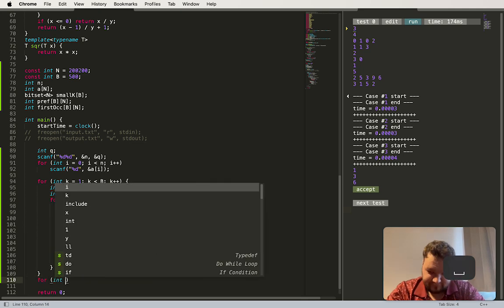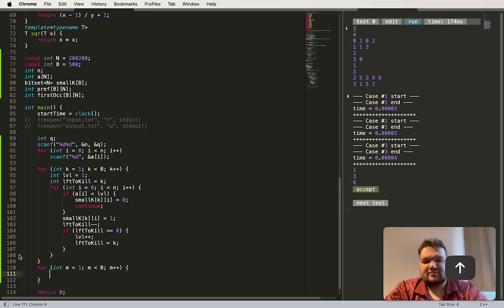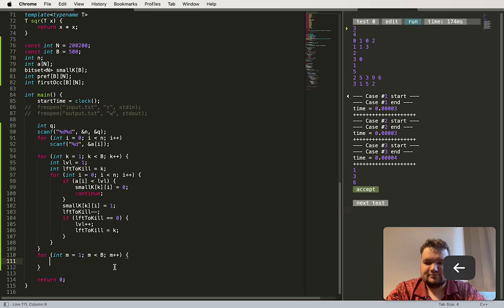Now for the second part, when our level will be small, so let's say that our level is m, and we ignore all the values that are smaller than m, we will calculate prefix sums and store the first occurrence of every prefix sum.